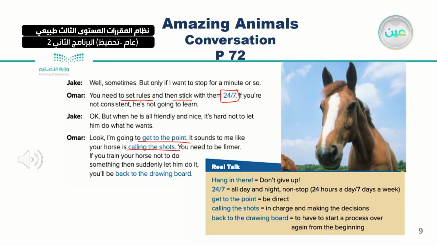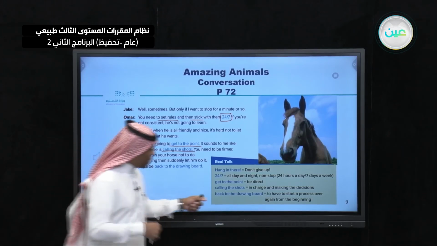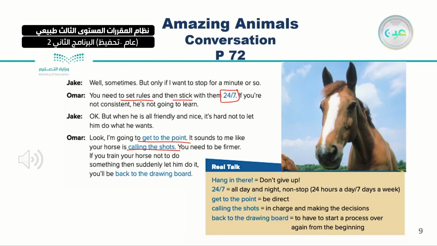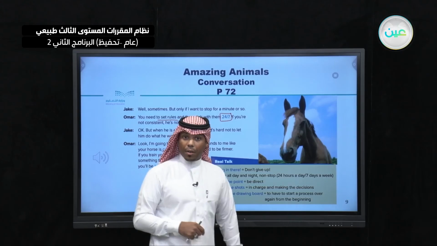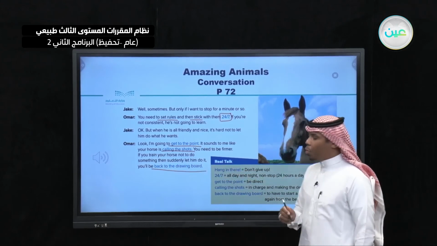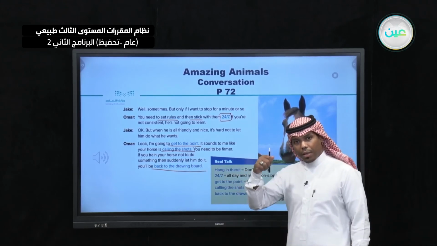And then if you train your horse not to do something, then suddenly let him do it, what will happen? You will be back to the drawing board. From the beginning, from the start, from scratch, as we say in English. To have to start a process over again from the beginning. This is what we mean by back to the drawing board.